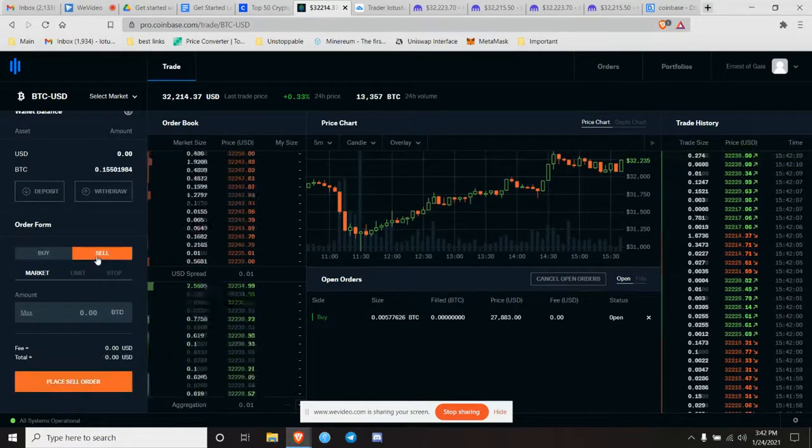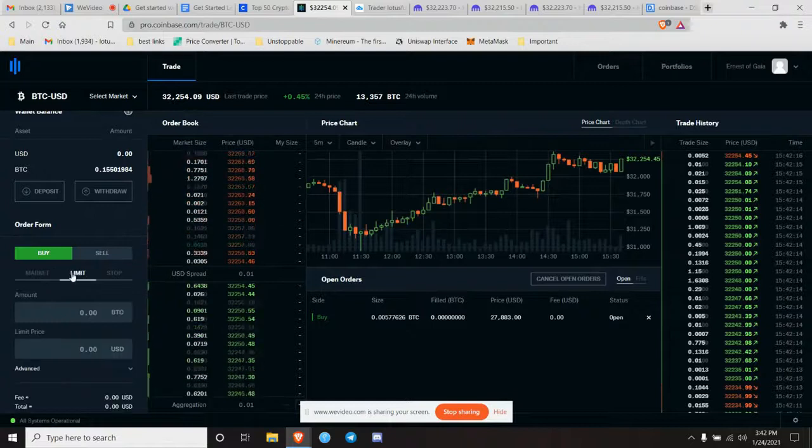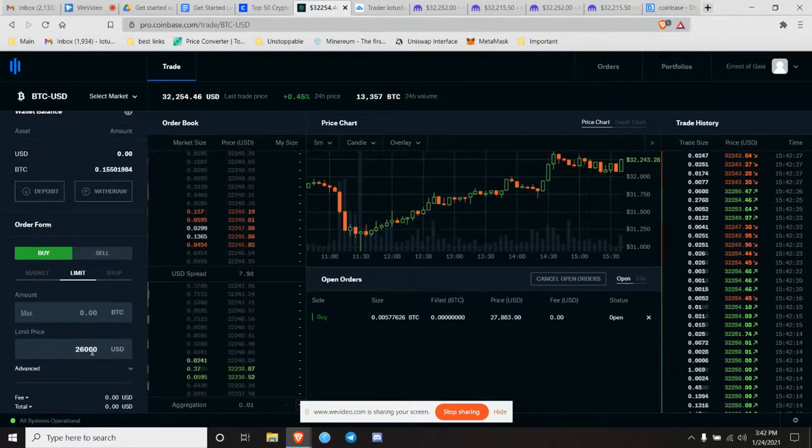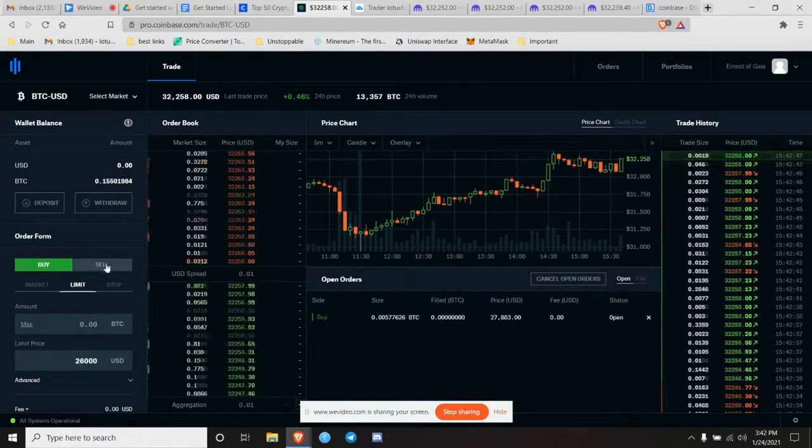and I can place a buy or sell, and I can do it at the market price, which would give me that Bitcoin right away, or I can set the price, $26,000, and I can put here how much Bitcoin I'd like to buy if I had the funds to do so. And then it tells me the fee and the total amount, and I can place that buy order. Likewise, it would work the same with a sell order.